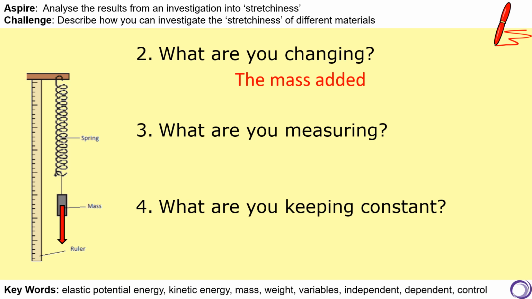Question 3, what is it that you are measuring? Each time we add an extra 50 grams of mass, we are going to measure the length of the spring, and that's what we use the ruler for in this investigation. And then question number 4, what are you keeping constant?